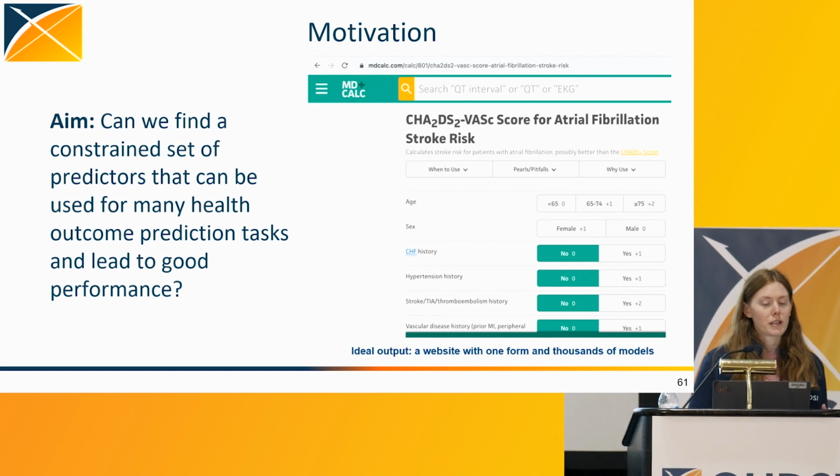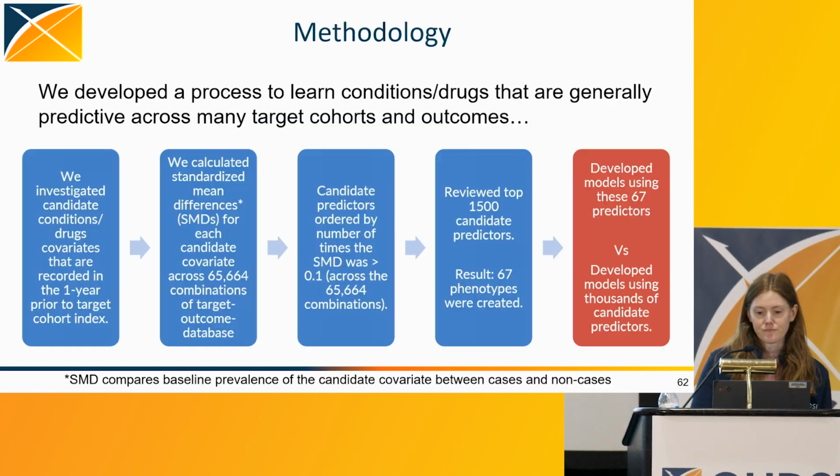If you wanted to know what's my risk of actually 100 different outcomes or 1,000 different outcomes, and in OHDSI we like to do things at scale, maybe even 1 million outcomes, you're going to have to fill out a lot of different questions, and it's going to be a lot of forms. So our idea is, can we find some predictors that are just generally good for any prediction task? And that way we could have one form that you fill out, press enter, and it could tell you a risk of many different predictions.